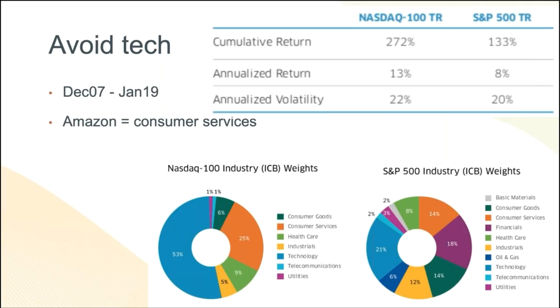Interestingly enough, Amazon is a consumer services company. So you look at tech, and this is consumer services. That's consumer services. That's tech. Whereas here, that's tech, and that's consumer services. NASDAQ is way heavy tech. Tech has run. Tech is most at threat.